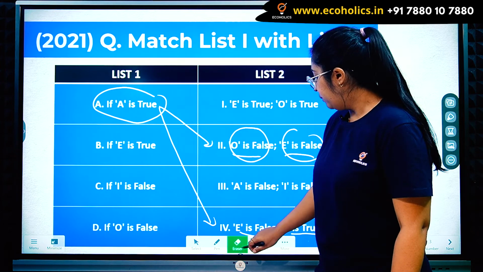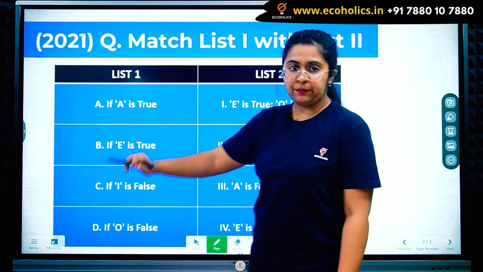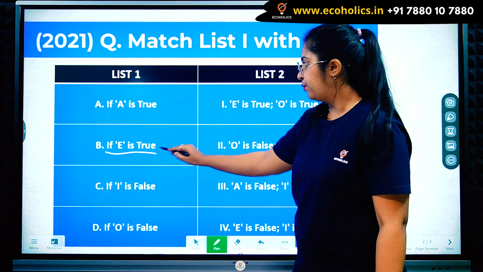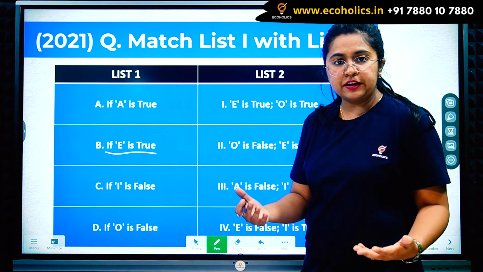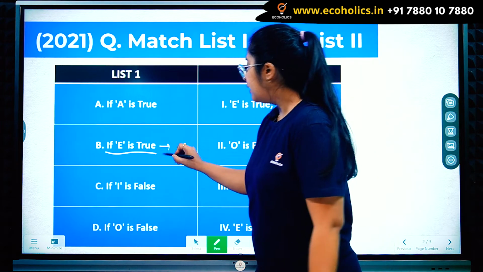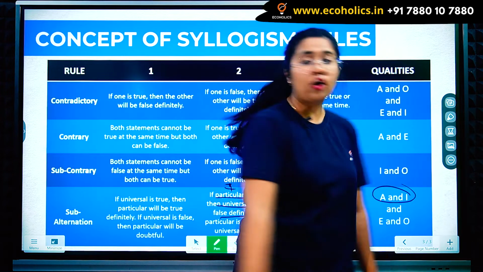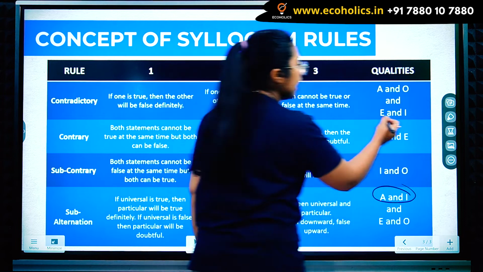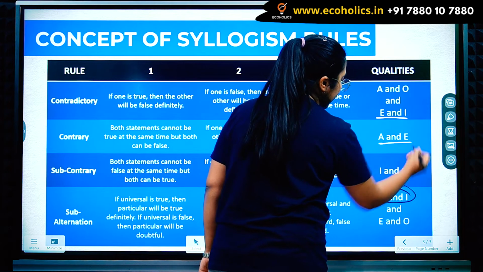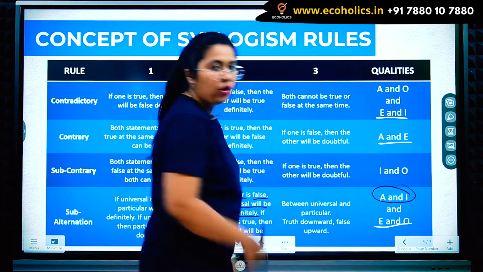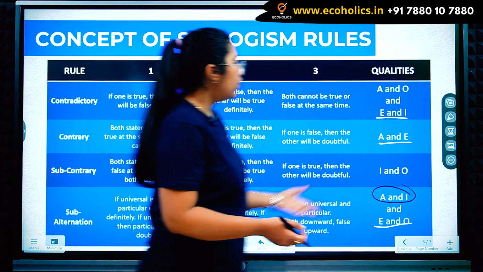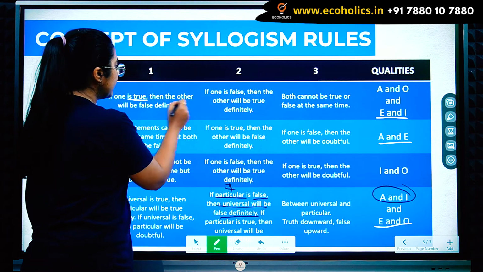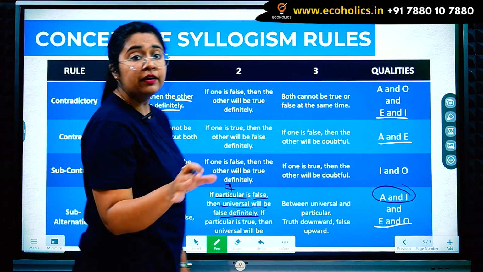Okay, so now let's do it for E. Second option. If E is true, there are different alternatives. If E is true, then according to the square of opposition, E has a relationship with I, with A, and with O, all the other three. So if we talk from the point of view of E and I, if one is true, then the other will definitely be false.